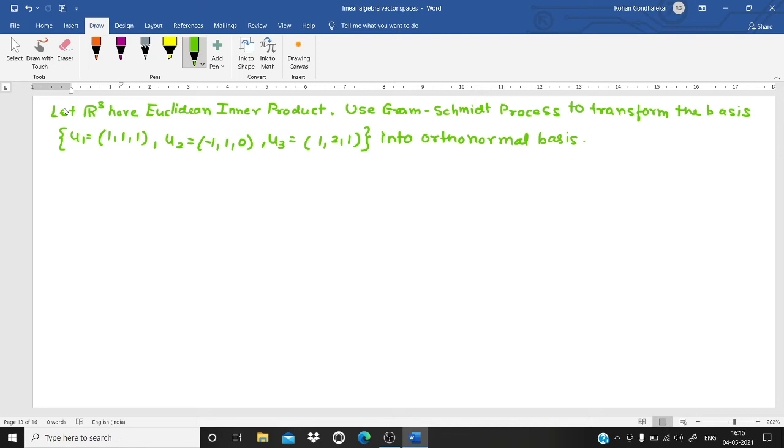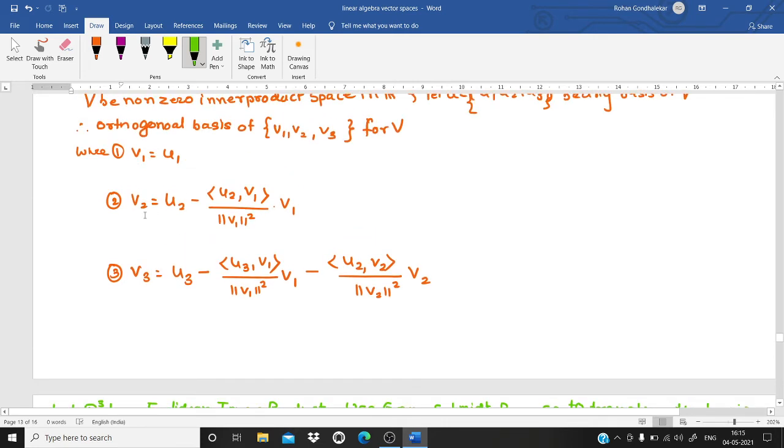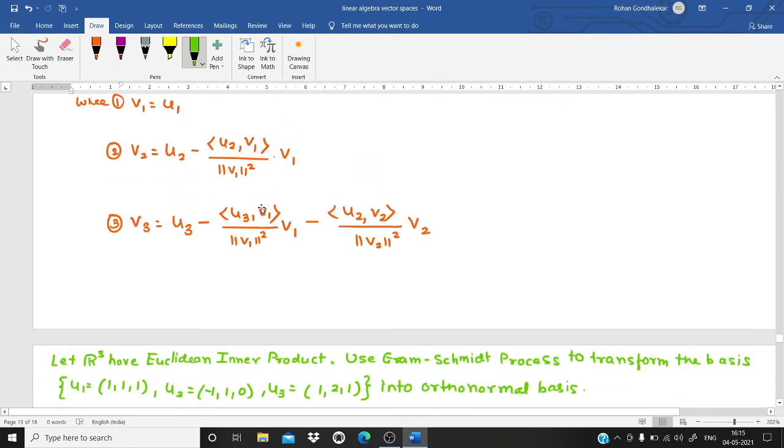We have already discussed R3 has a standard basis (1, 0, 0), (0, 1, 0), (0, 0, 1). This is one more basis of R3 and we want to transform this basis into an orthonormal basis. Fine. So let's begin with the procedure. Just have a look at the formula. V1 is the same as U1 and V2 is calculated with the help of this formula.